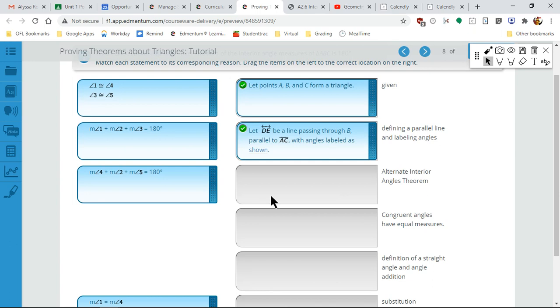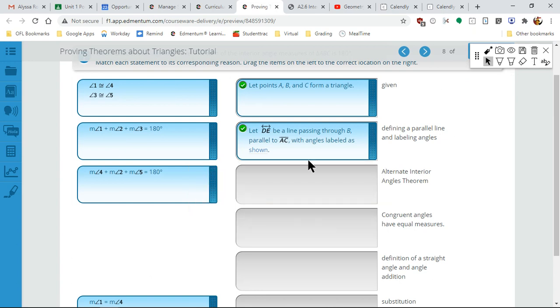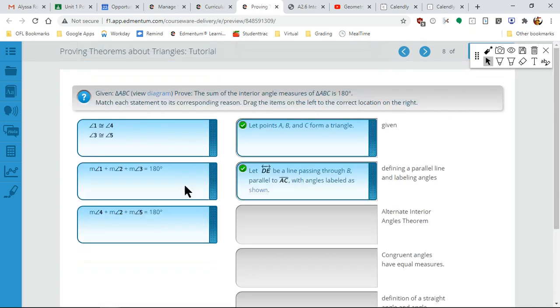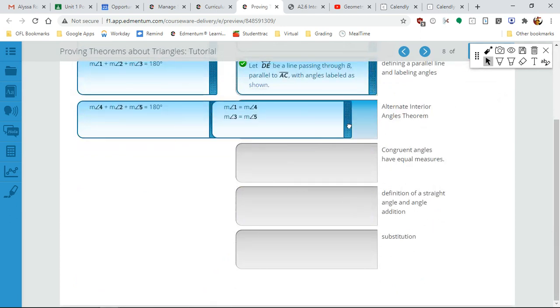Alternate interior angles are congruent. I know it's been a while, but we have done alternate interior angles. So alternate interior angles would be 4 and 1, and we're saying that 4 and 1 are congruent. We're looking for angle 1 equals angle 4. And angle 5 equals angle 3. And we're going to be looking at the measurements. The measurements equal each other.